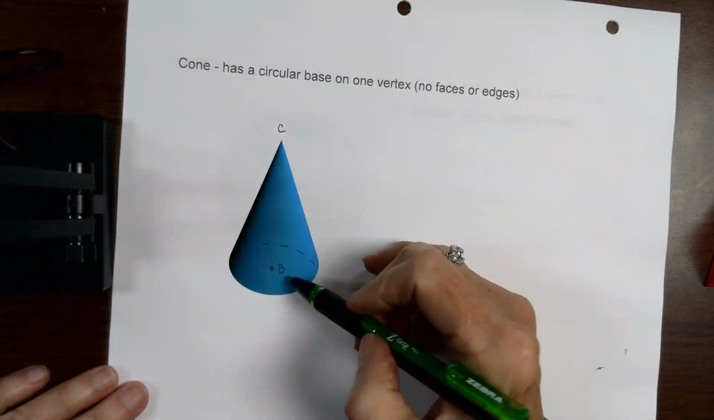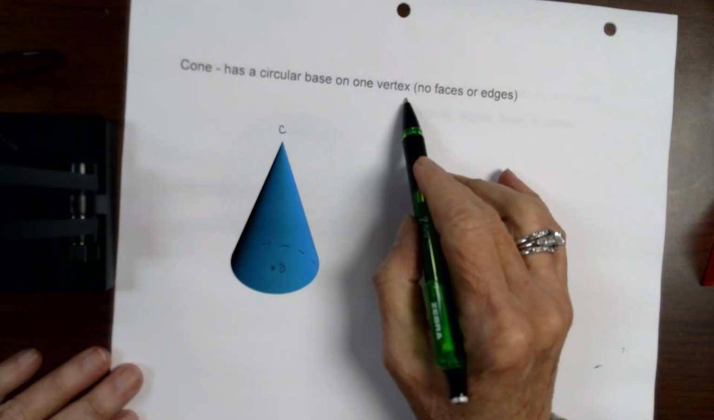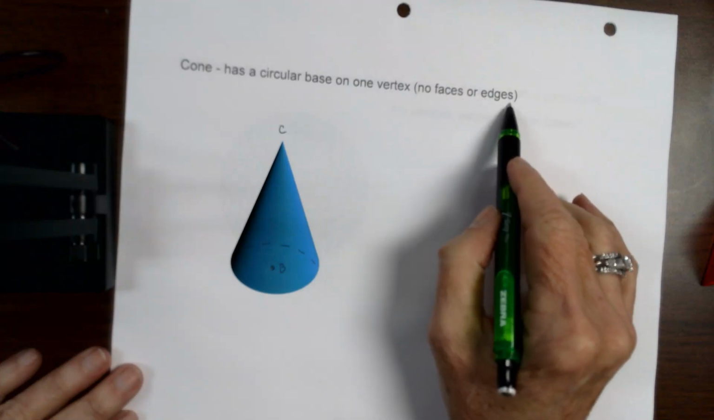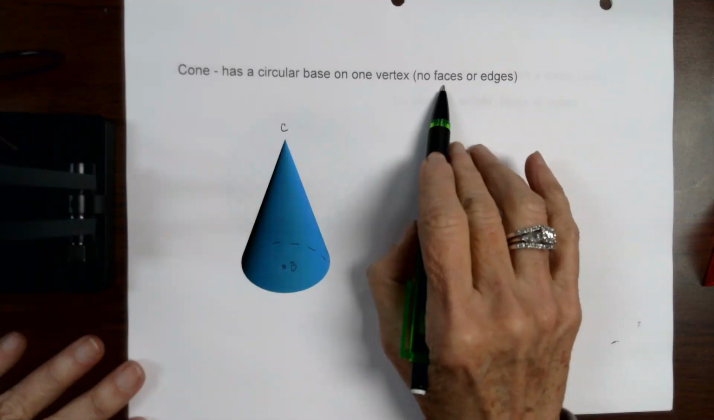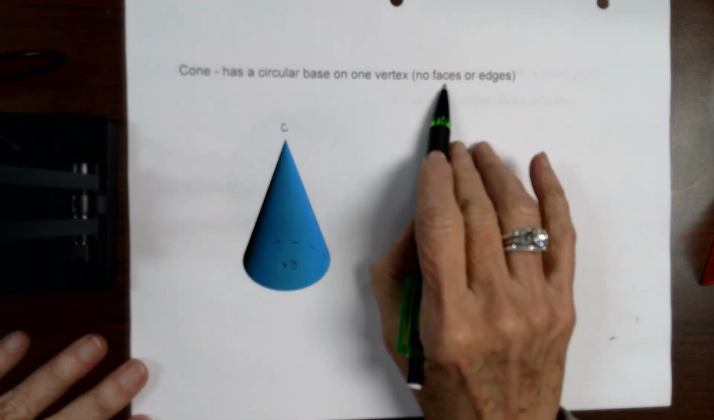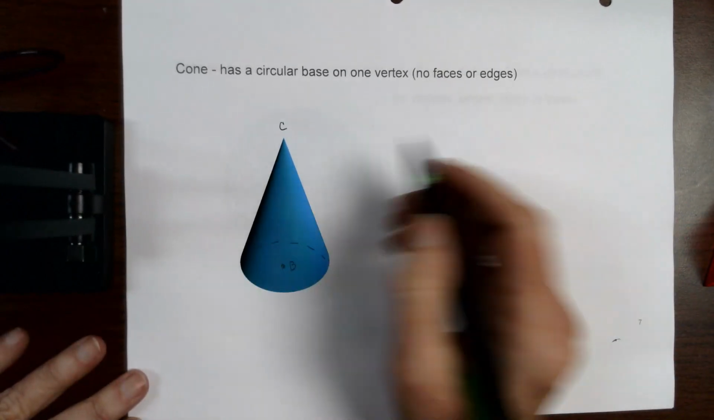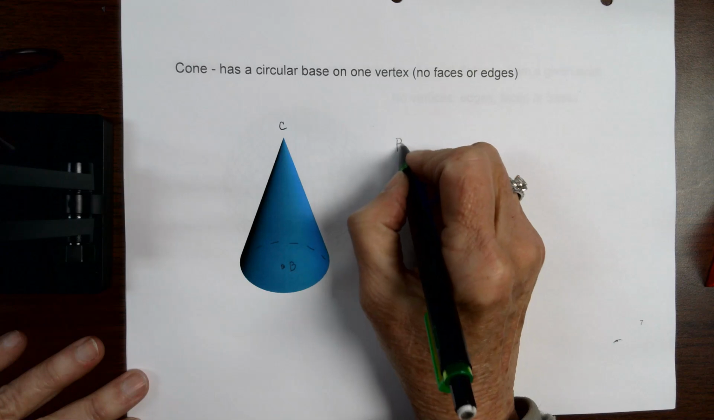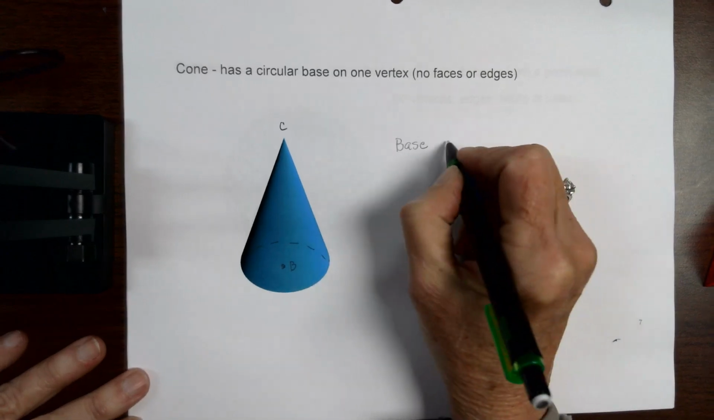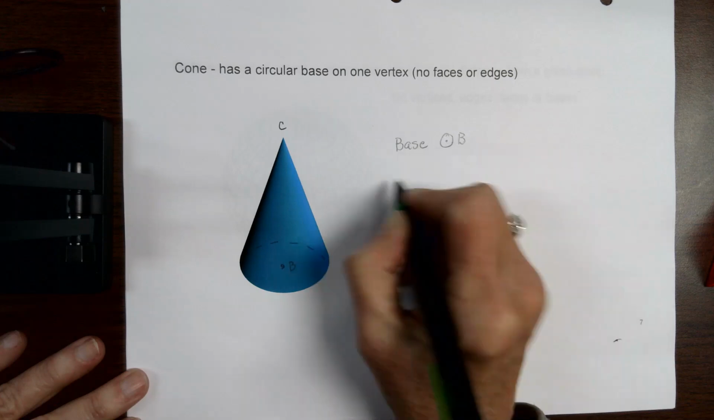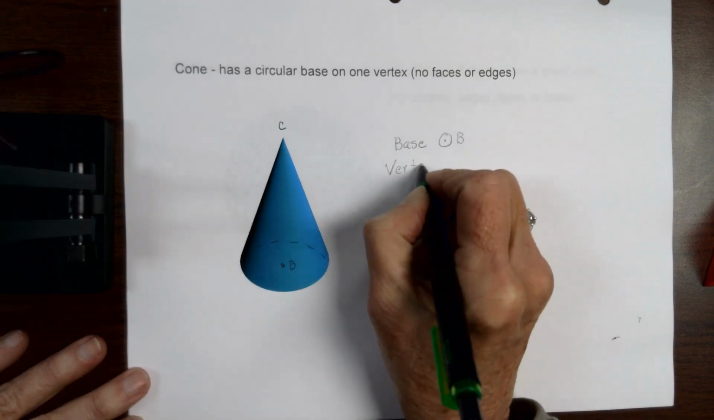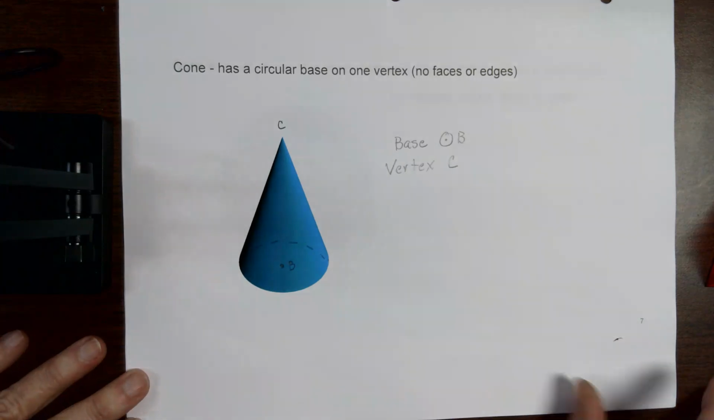Okay, this is a cone. A cone has a circular base and one vertex. So there's no faces and no edges. Because remember, the face has to do with it being a polygon. This is not a polygon. It's not made up of line segments. So the base here is circle B, and the vertex is C.